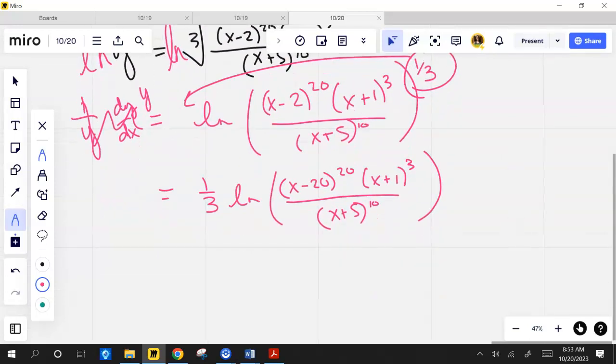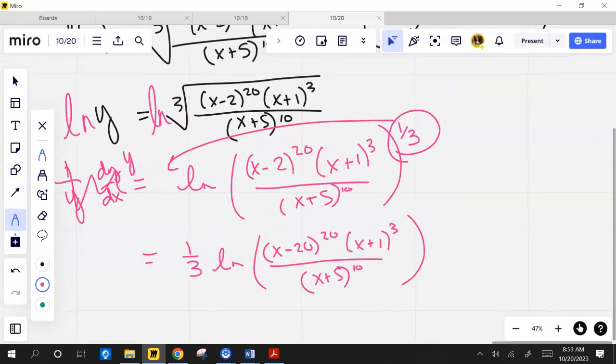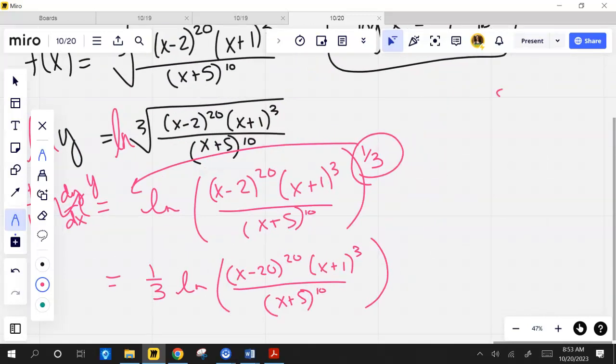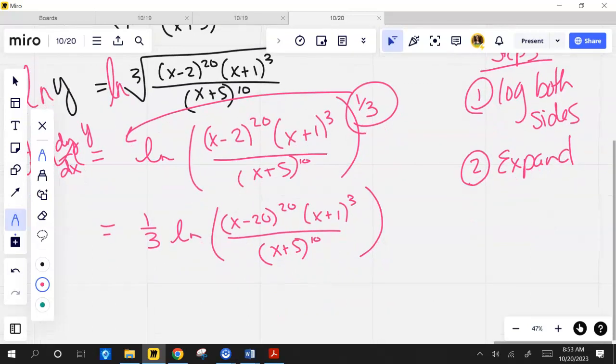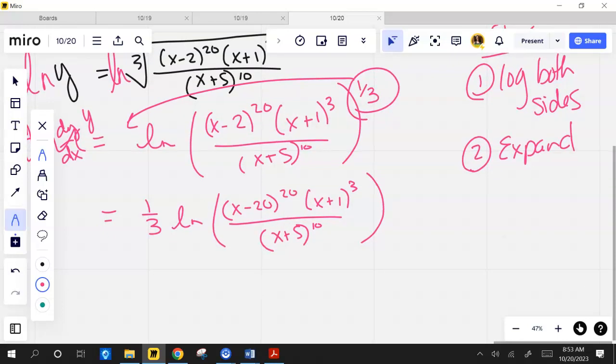So what do you think the first thing I can do to expand it? Well, the thought process is you're so good, because when we did this in pre-cal and algebra 2, you're so good at expanding logs. All right, so I got 1/3 log of, I'm going to do the subtraction first, okay? So I'm going to do x minus 2 to the 20.